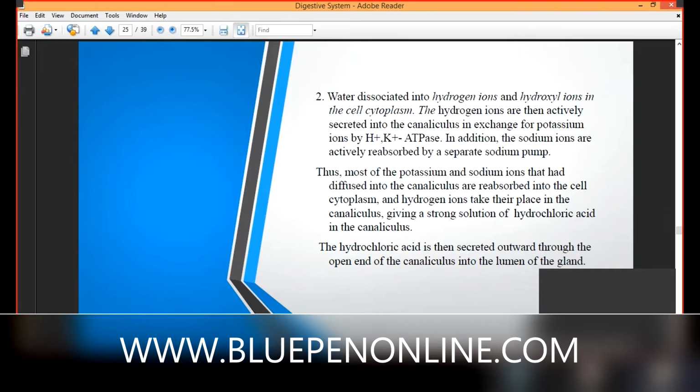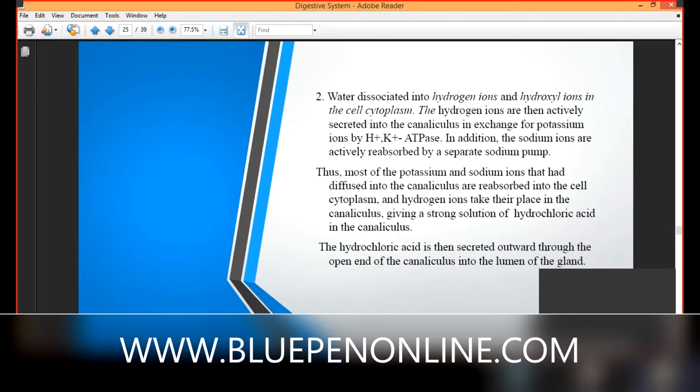So most of the potassium and sodium ions diffuse into the canaliculi and are reabsorbed into the cell cytoplasm. The hydrogen ions take their place in the canaliculi, giving a strong solution of hydrochloric acid in the canaliculi. This hydrochloric acid is then secreted outward through the open end of the canaliculi into the lumen of the gland.